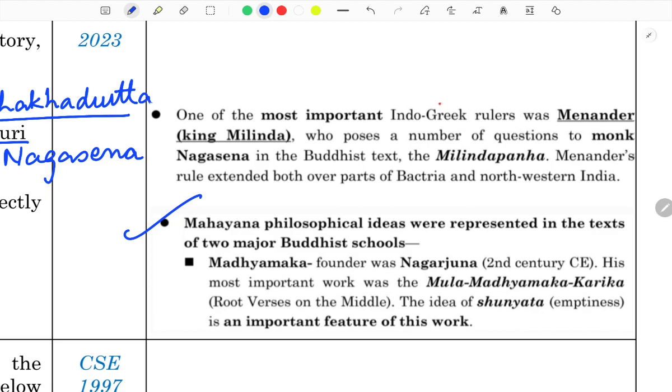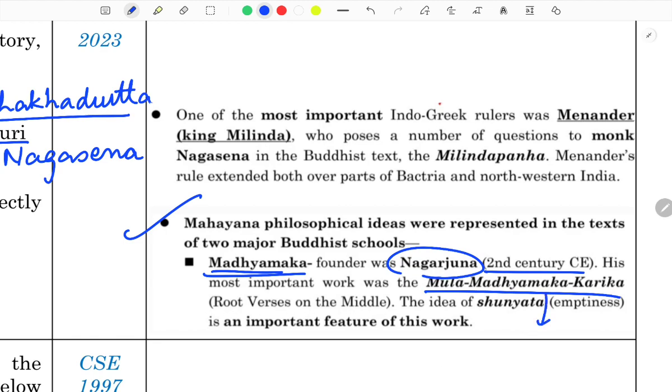There is another question on the basis of this paragraph. Mahayana philosophical ideas were represented in the texts of 2 major Buddhist schools. One was Madhyamaka, whose founder was Nagarjuna. Nagarjuna comes around the 2nd century AD. His most important work was the Moola Madhyama Karika. And this is another question we will see right now.